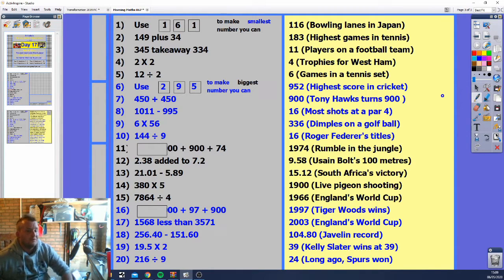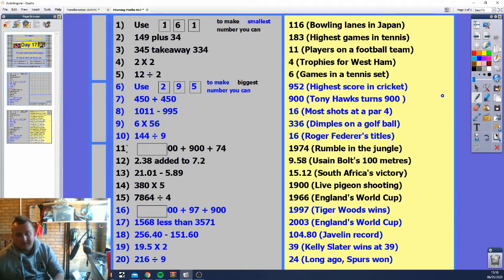336, keeping with the golf theme, is the average number of dimples on a golf ball, 336. 16 is the number of titles Roger Federer won. 1974 was the famous Rumble in the Jungle when Muhammad Ali fought. 9.58, that was the one I was talking about earlier, was Usain Bolt's 100-meter record.